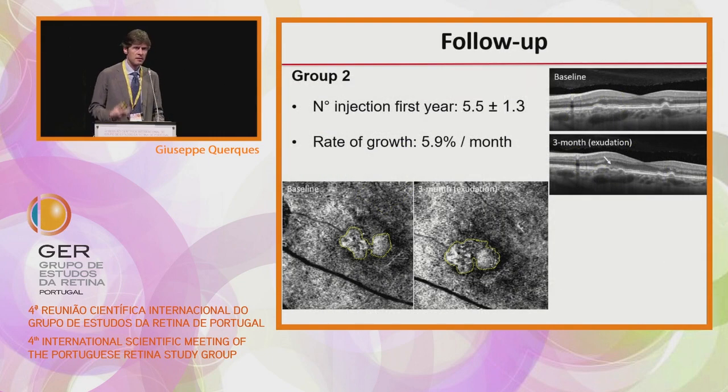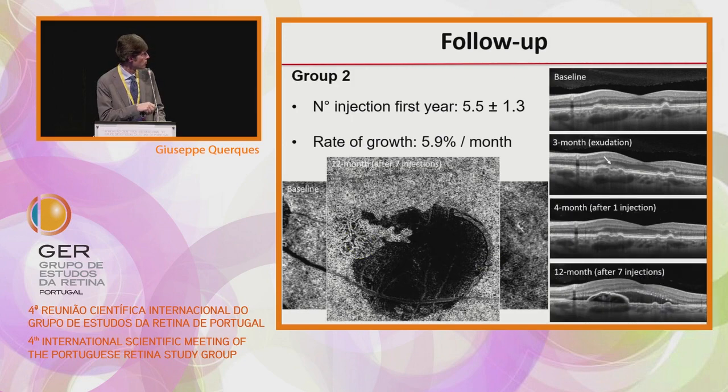Another important aspect in those eyes that develop early exudation, but are non-exudative at the beginning, is that the number of injections during the first year of treatment after developing exudation is very close to what we have in typical exudative type 1 neovascularization. So we need around 6 injections during the first year of treatment. And the rate of growth during treatment is around 6%. So despite continuous injections, despite a normal PRN approach in this patient, we can see a continuous growth of this macular neovascularization.